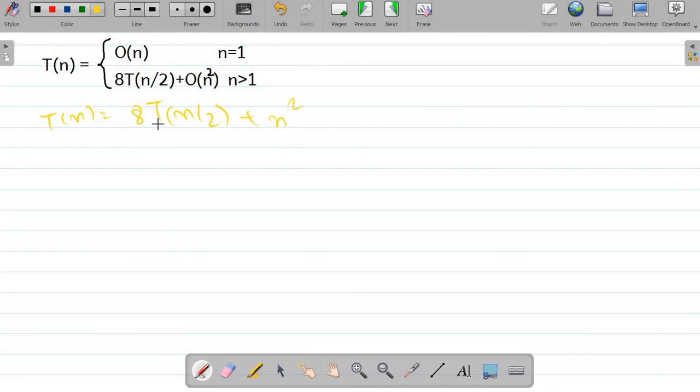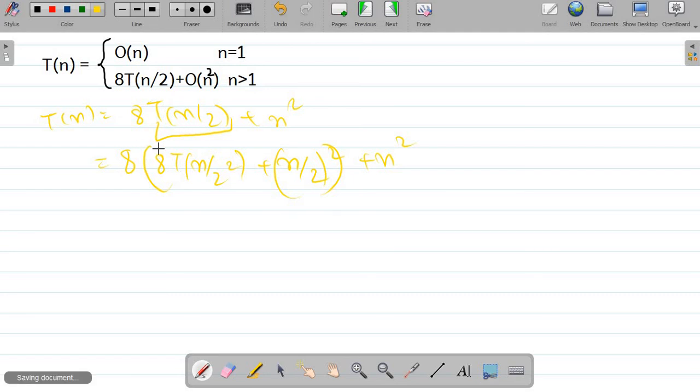Okay, now we have to substitute over here. So in the next step, this 8 will remain over here. We are going to substitute some value over here and then plus n square. Now when we substitute the value, we get 8 times Tn by 2 square plus n by 2 whole square. What happens a lot of the time is that people forget to multiply this whole by 8, and hence they end up getting a wrong result.